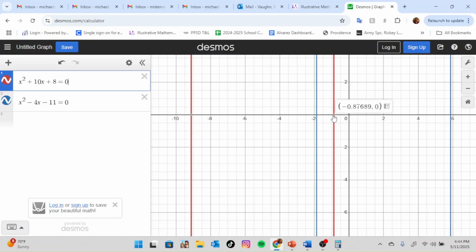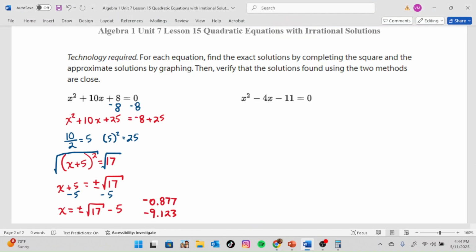So we can see that what we got by completing the square and what we got by using a graphing calculator are going to give us the same answers as correctly as they can, but not fully correctly, because the square root of 17 is an irrational number.